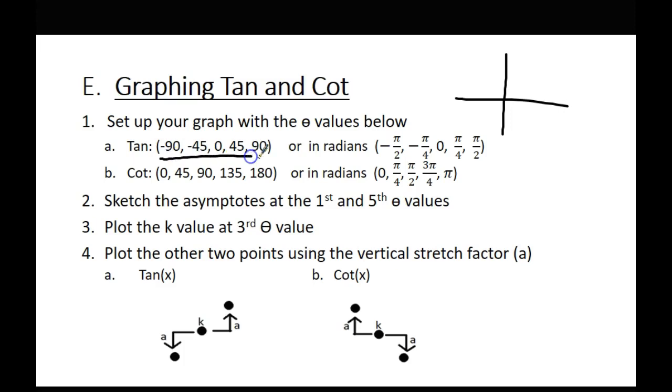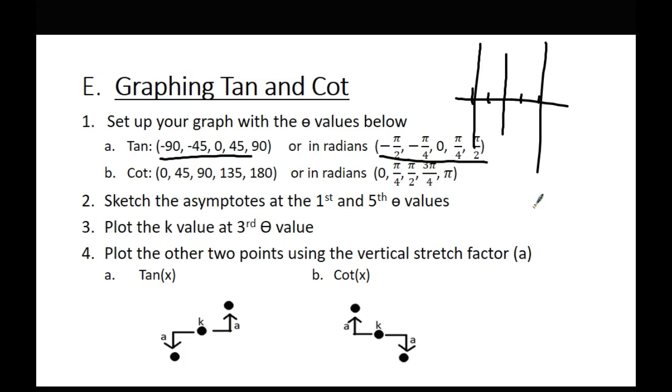These are the same thing in degrees and radians. So either way works. After that, once you get your angles set up on the graph, you're going to go ahead and put your asymptotes on there. That's step 2. Step 3, we're going to find out where the midpoint is.